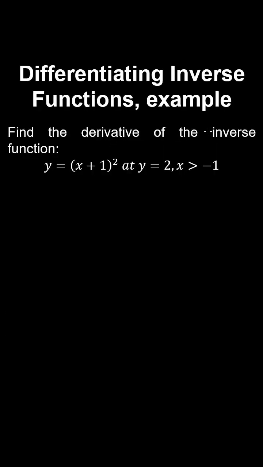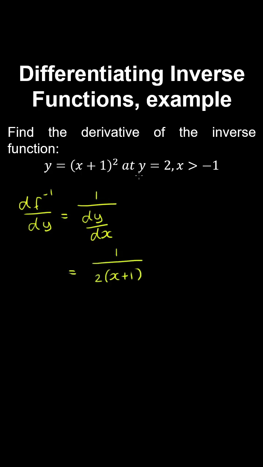Let's find the derivative of the inverse of this function. So using this relationship that we derived, the derivative of the inverse function with respect to y is equal to the reciprocal of the derivative of y with respect to x. So differentiating y, we can obtain the following expression. Now we're asked to evaluate the derivative of the inverse function at y equals 2.